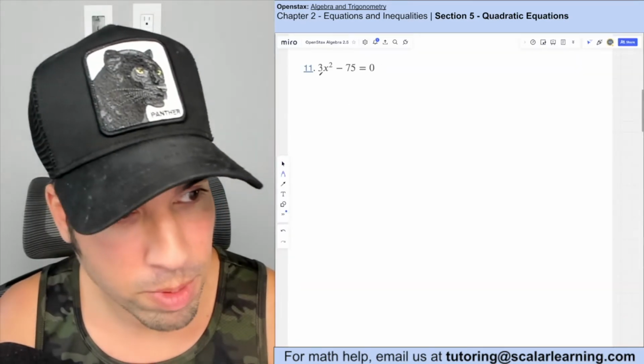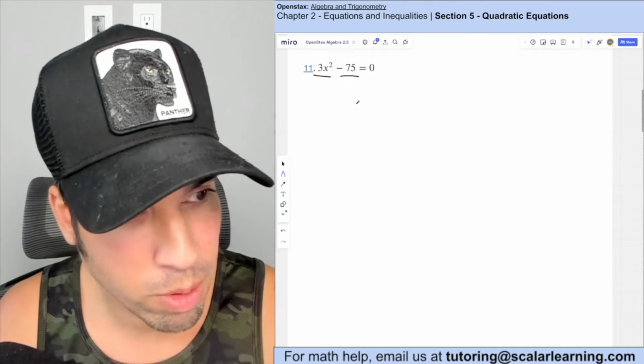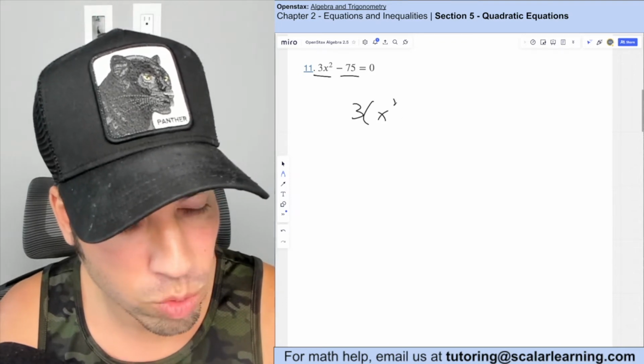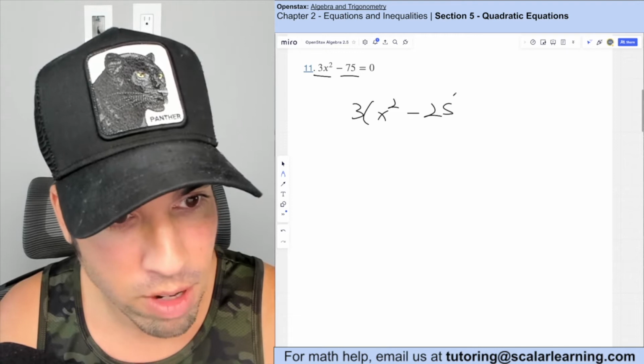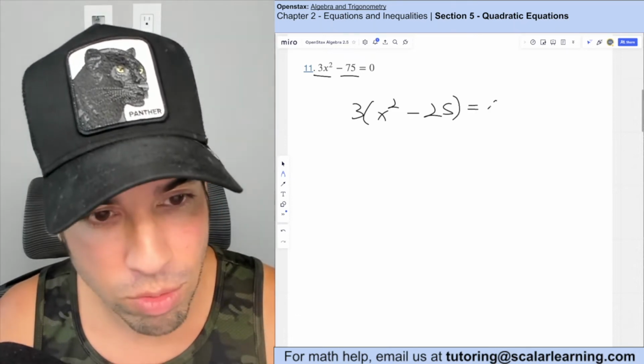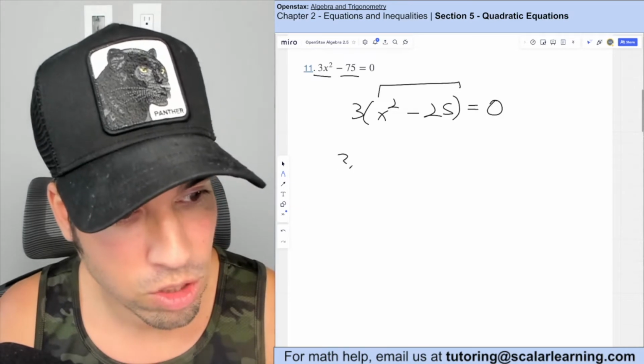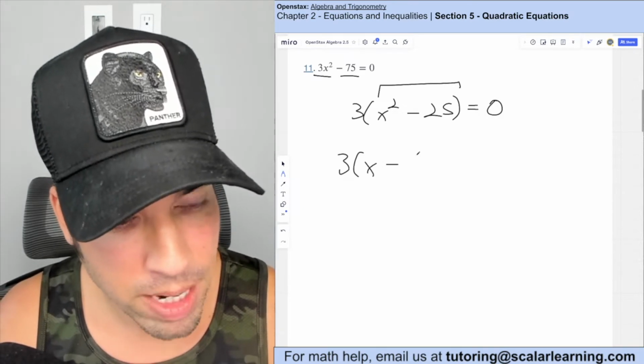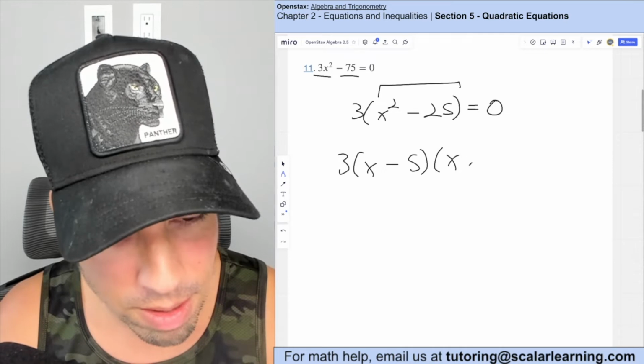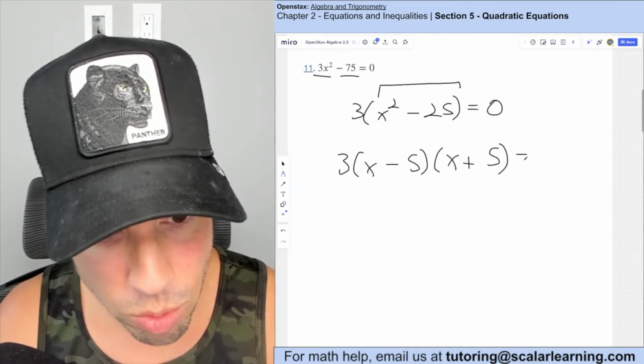The first thing I'm going to do is factor out a GCF, which is 3. Both are divisible by 3. So then I got x squared minus 25, right? Because 75 divided by 3 is 25. Then I've got a difference of squares. So check this out, this is really nice. I can do x minus 5 times x plus 5 equals 0.